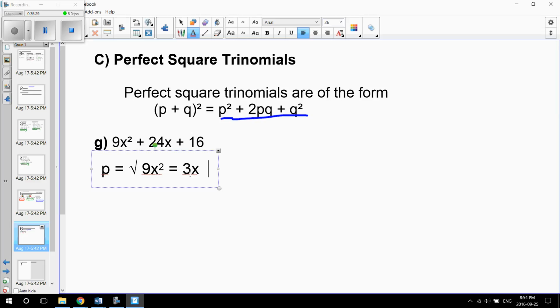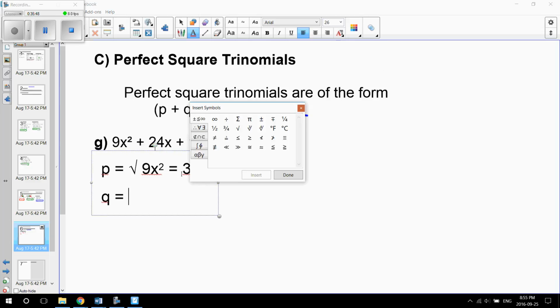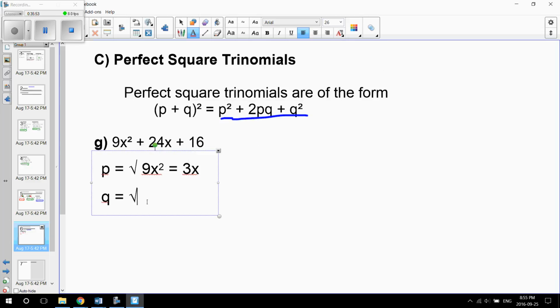Then we need to pull out our q-value. Looking at our formula here, we see that our q-value is q squared, and it's our last term at the end of our trinomial. So our last number here at the end is 16. So we're going to square root that. We're going to square root 16, and that gives us 4.